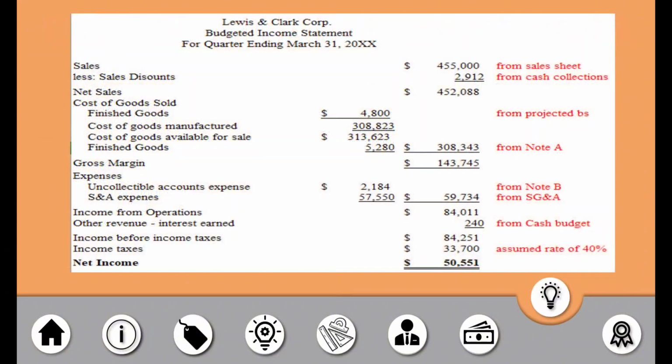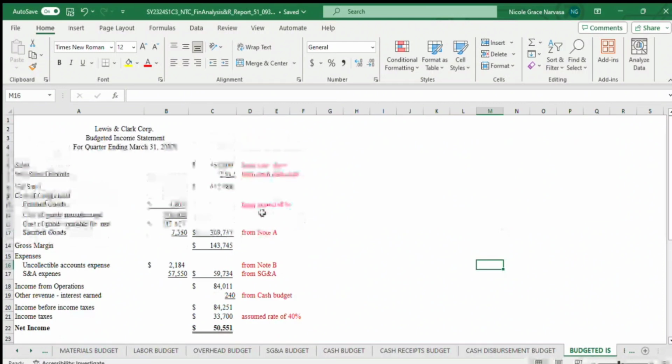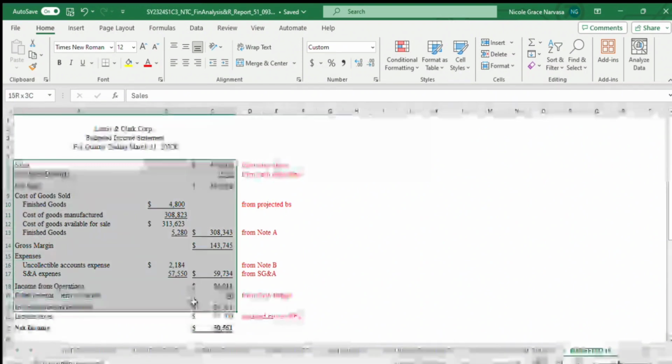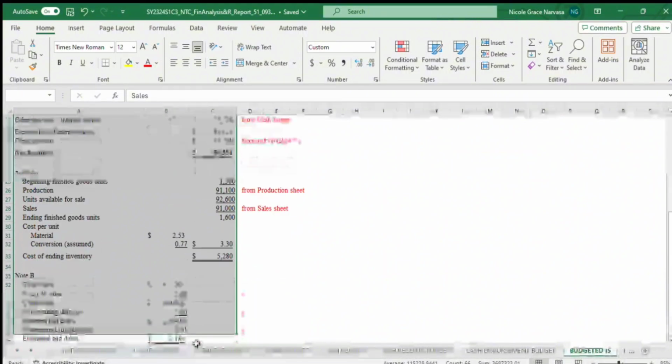So for this specific example, we do have the income statement. The Lewis and Clark Corporation budgeted income statement for the quarter ending March 31, 20XX. Sales will be $455. So that is from the sales sheet. So all of the figures given here are based on our previous budgets.